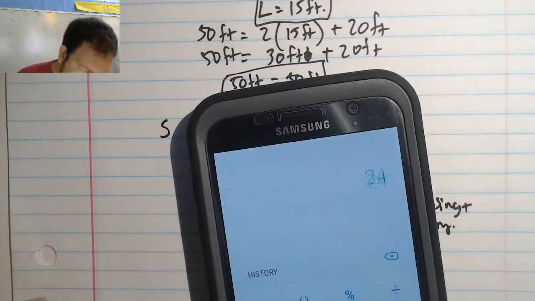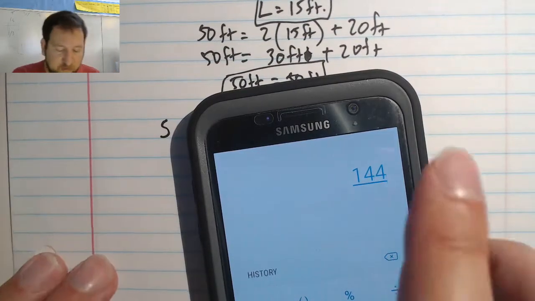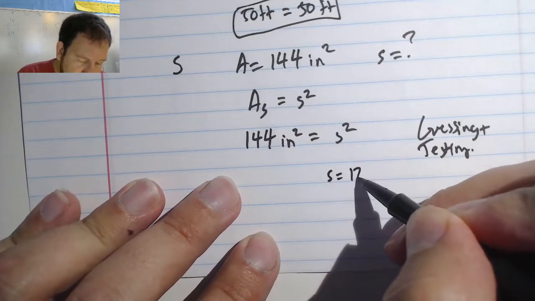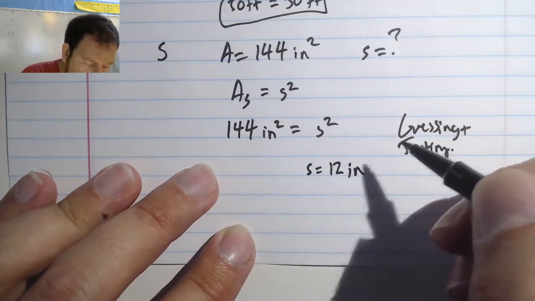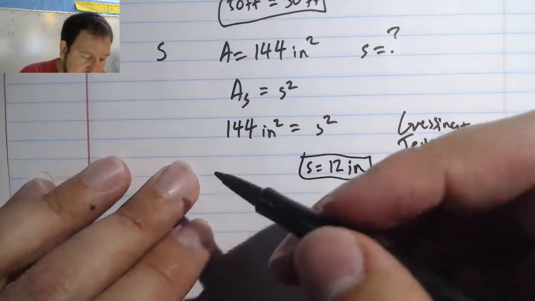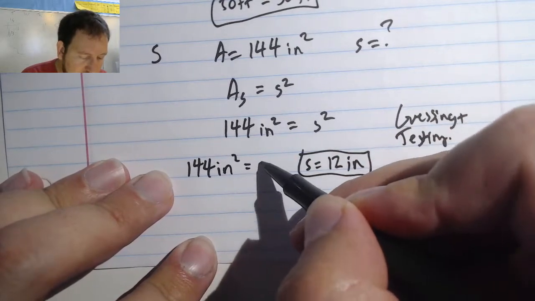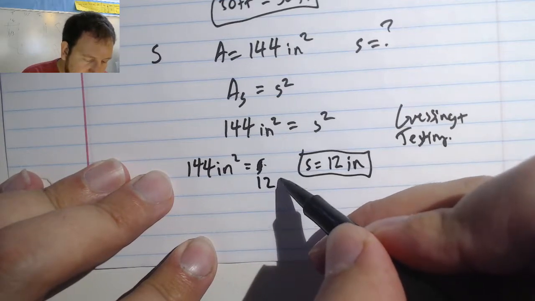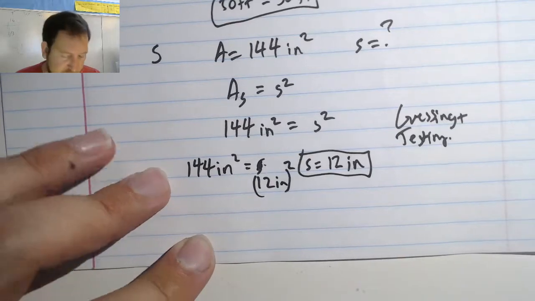12 times 12. Oops. 12 times 12 is 144. That's what I'm looking for. In this case, S is equal to 12. But I also have my square inches. So this is actually 12 inches in order to get it. And I can check it out. I can put 144 inches squared equal to, I'm out of space, equal to 12 inches squared? Yes, it is, because I just tested that.